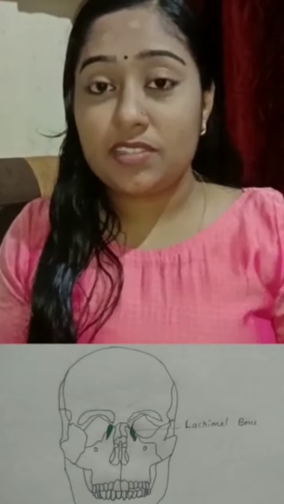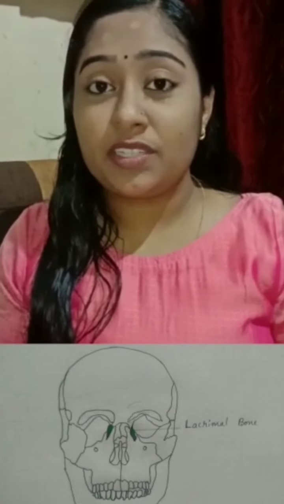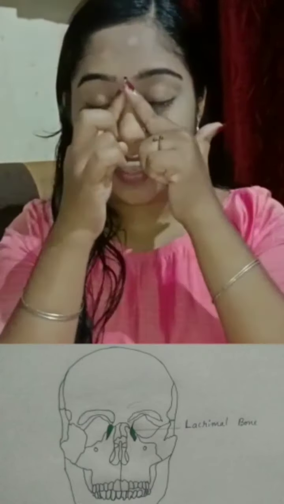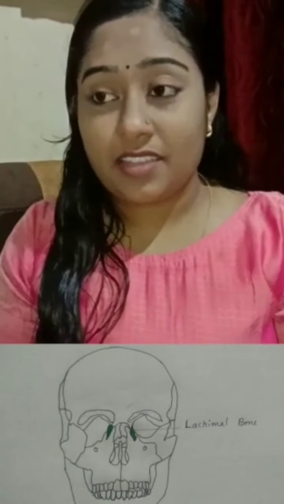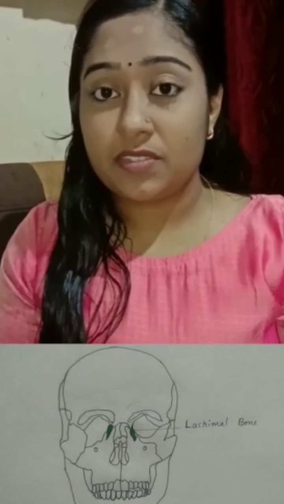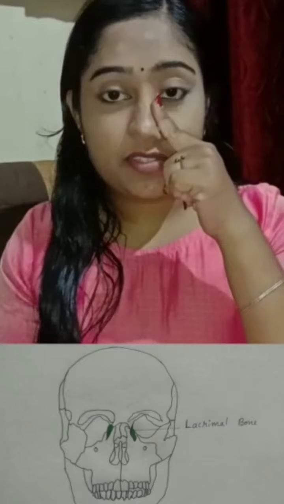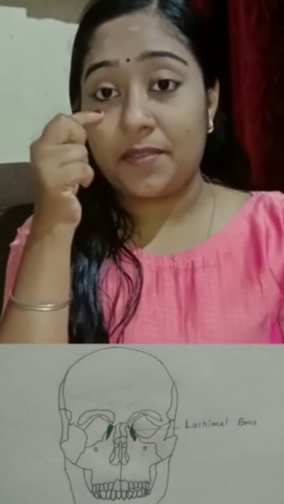The lacrimal bones are small, flat craniofacial bones located in the eye socket. These rectangular bones consist of two surfaces, one facing the nose and the other facing the eye.